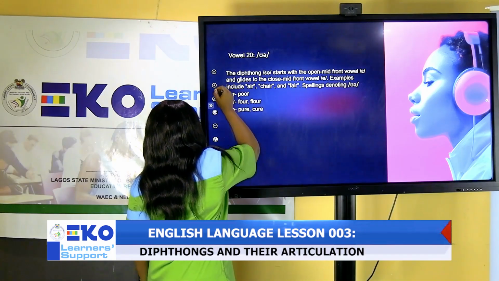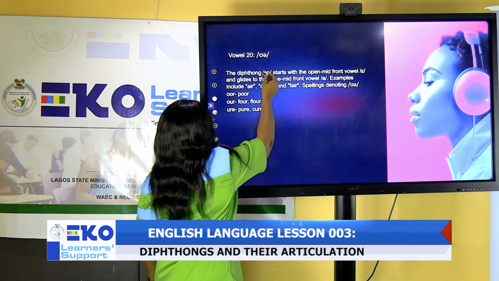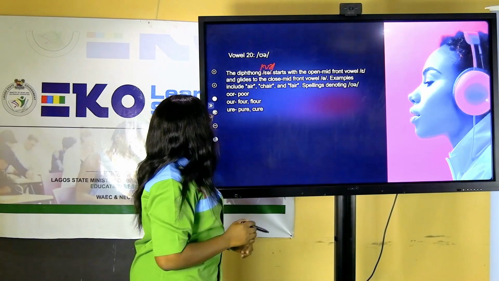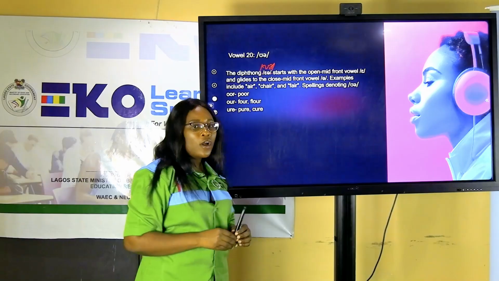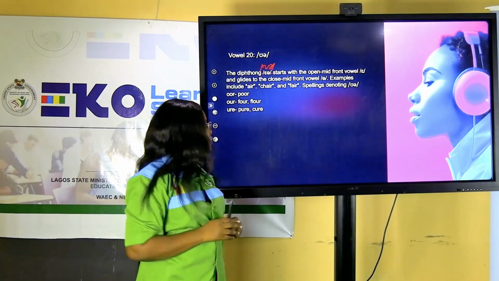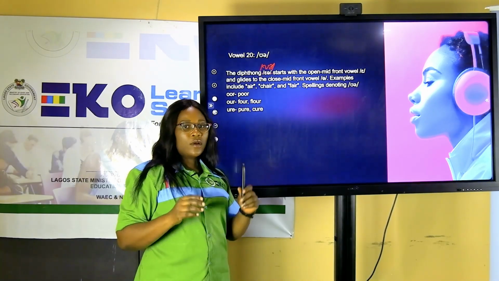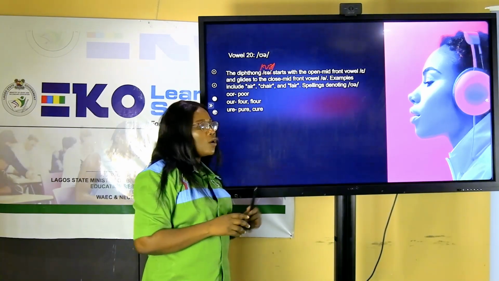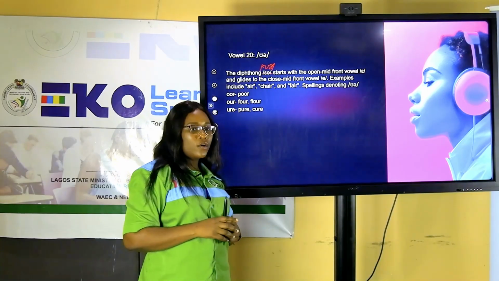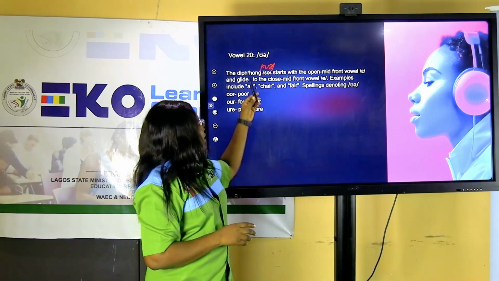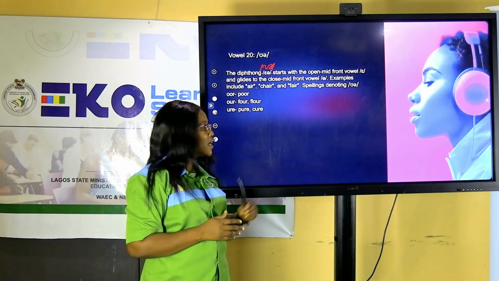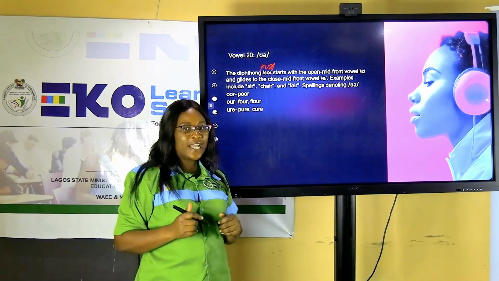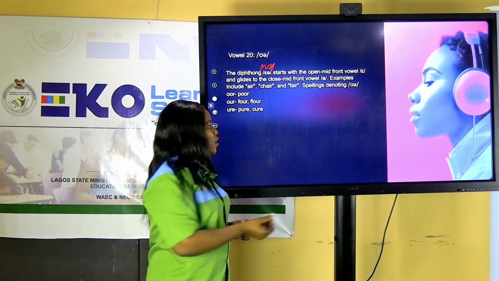Okay. I think I've got it, let's correct this. The diphthong O. We have paw, for, floor, pure, cure. That's the 20th vowel sound and the diphthong. Take note, repeat this over time and you will gain mastery of it.